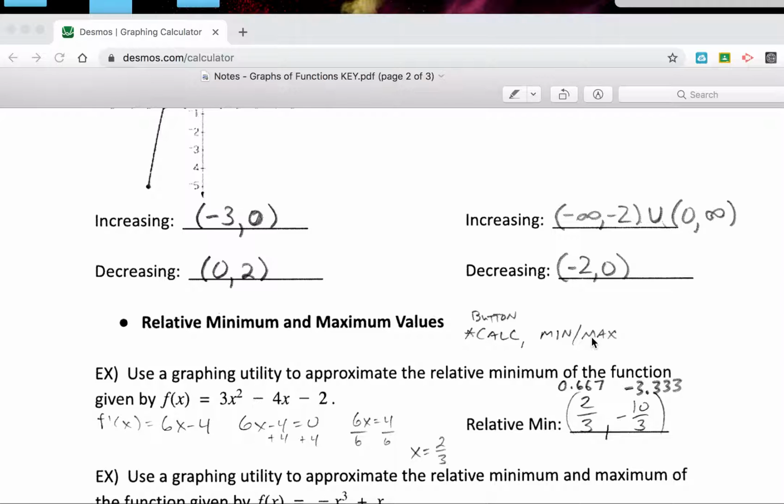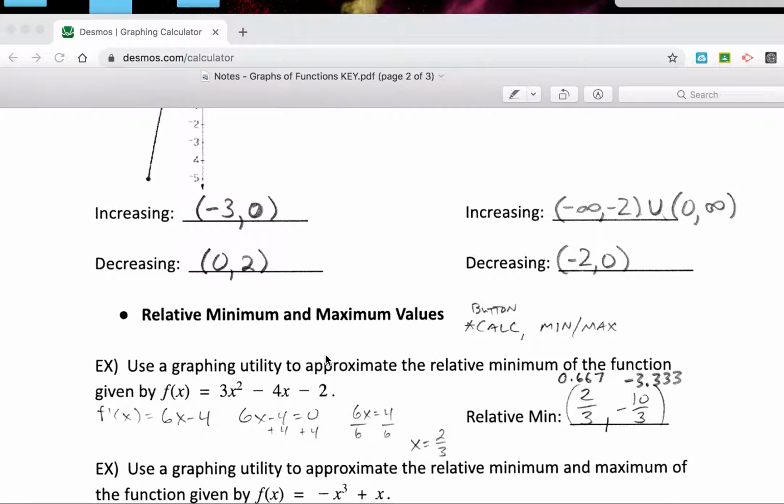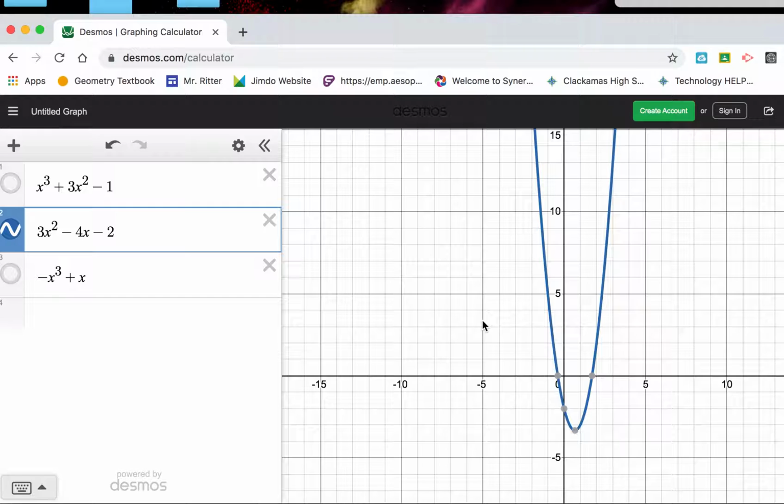So if you click on the minimum after you've plotted this graph, then you're able to go through a 3-step process and it will tell you the relative minimum. I can't go through that process on this video, it's just too confusing. So if you need help using your graphing calculator, please make sure and ask me in class how to get to this feature. But in the meantime, you can always look at Desmos here. So we said it was 0.667 and the output was negative 3.3. Let's check one more time. There it is.